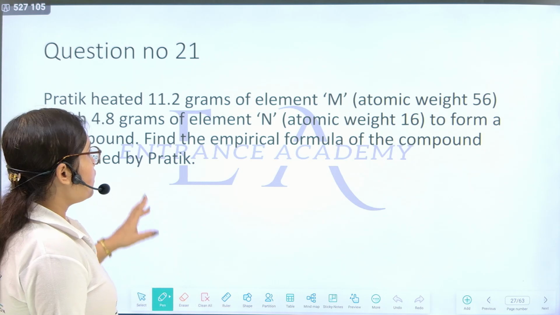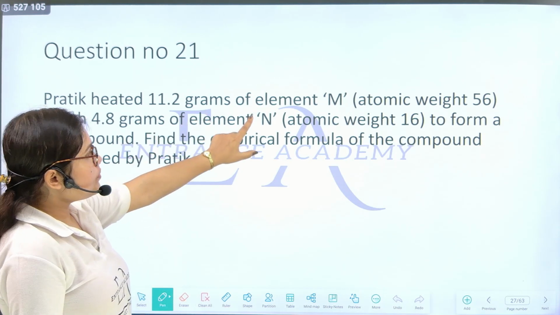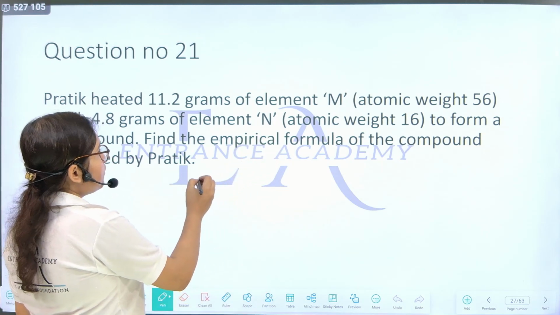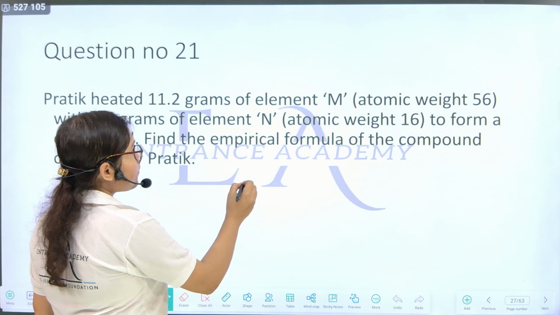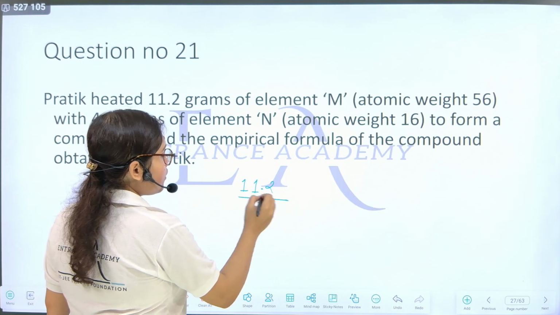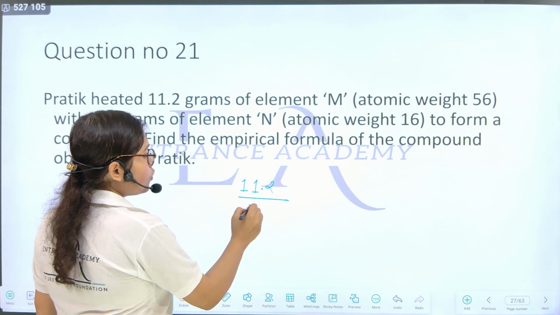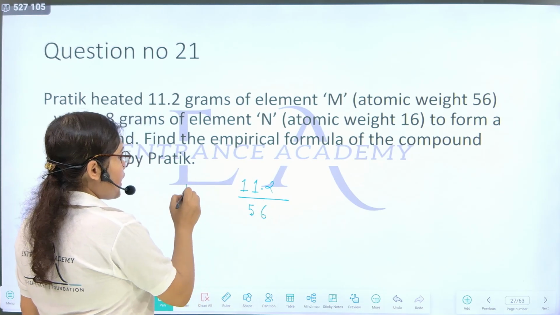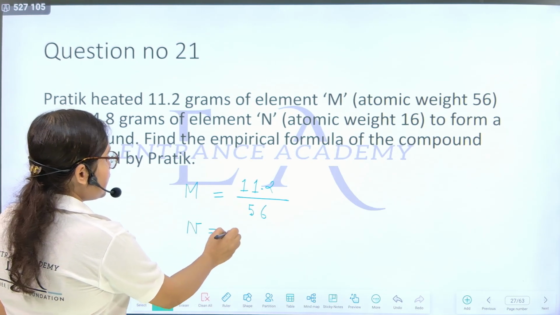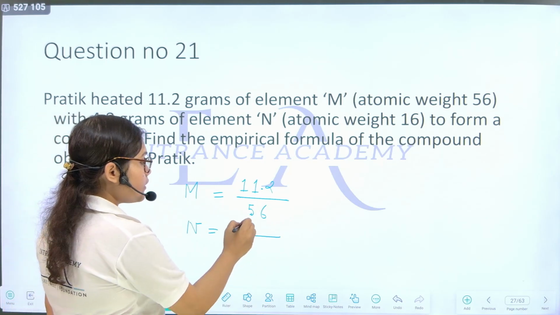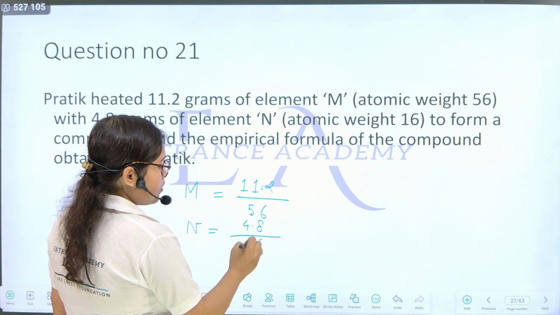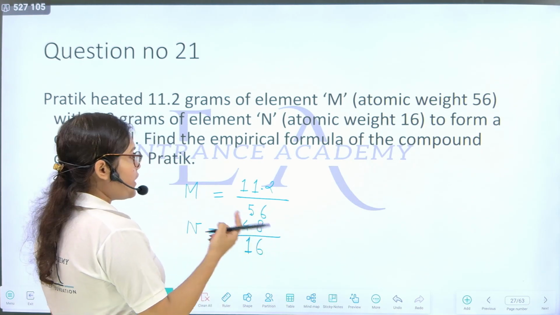So 11.2 grams of element M, the atomic weight of element M is 56. Now, firstly, given mass by molar mass. There is M, and N, the given mass is 4.8 and the atomic weight of this element is 16, just because these are atoms, like M is an atom.